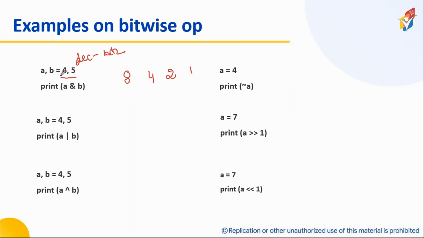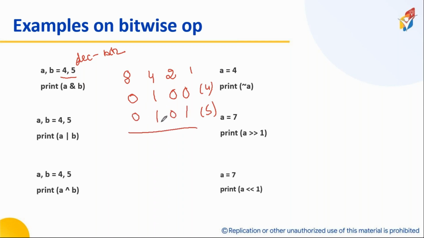Now, if I want to write the binary for 4, how do I write it? 1, 0, 0. Now, how do I write 5? 4 plus 1: 1, 0, 1.